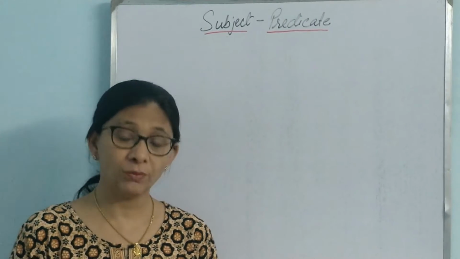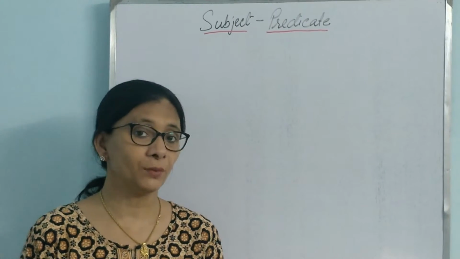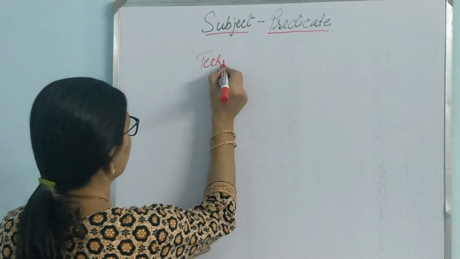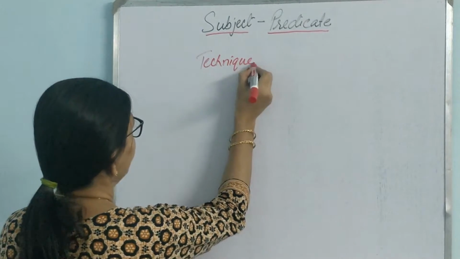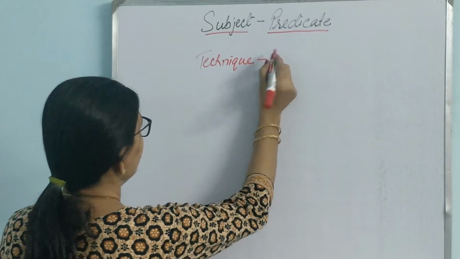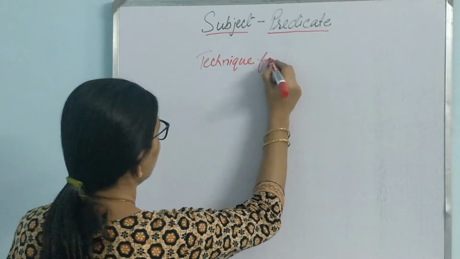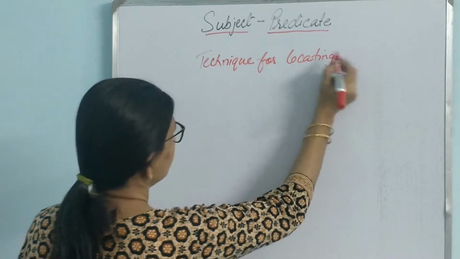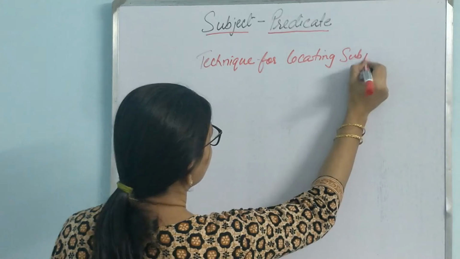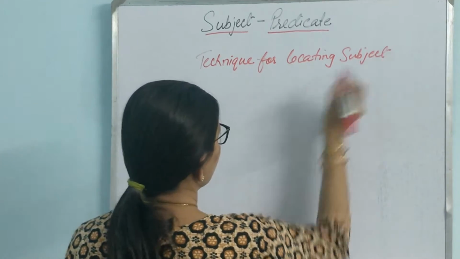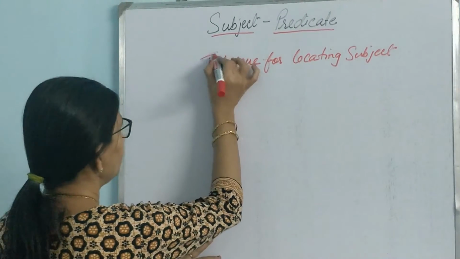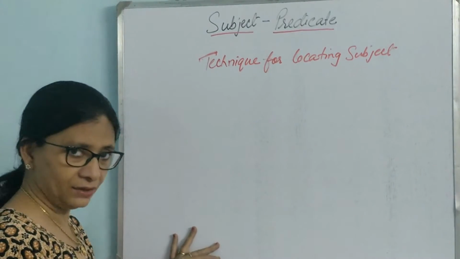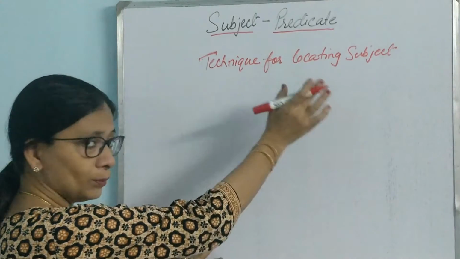So here we shall talk about the technique for locating subject and predicate. Technique means method. Technique for locating subject. So let's keep it up till this only, because if we know the subject, then finding the predicate is no issue, isn't it? So the main problem is with the subject.